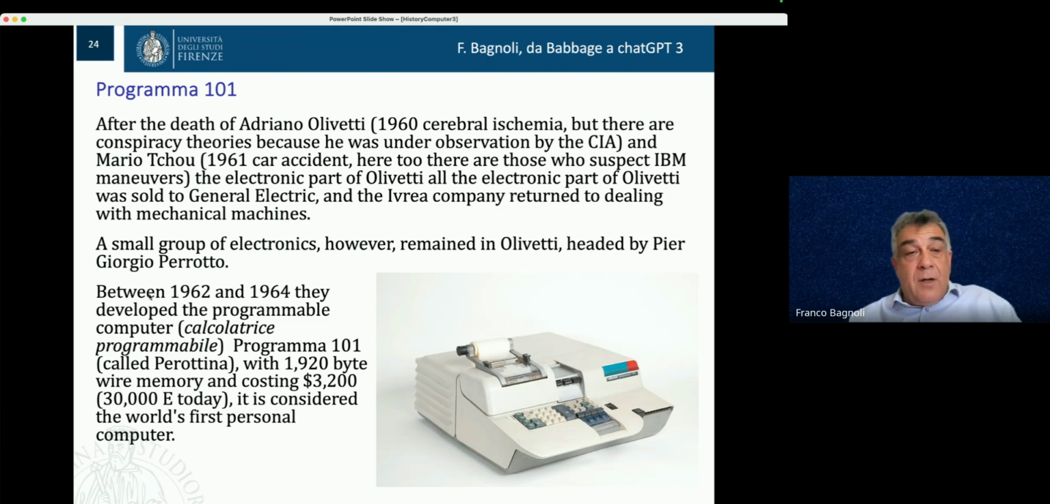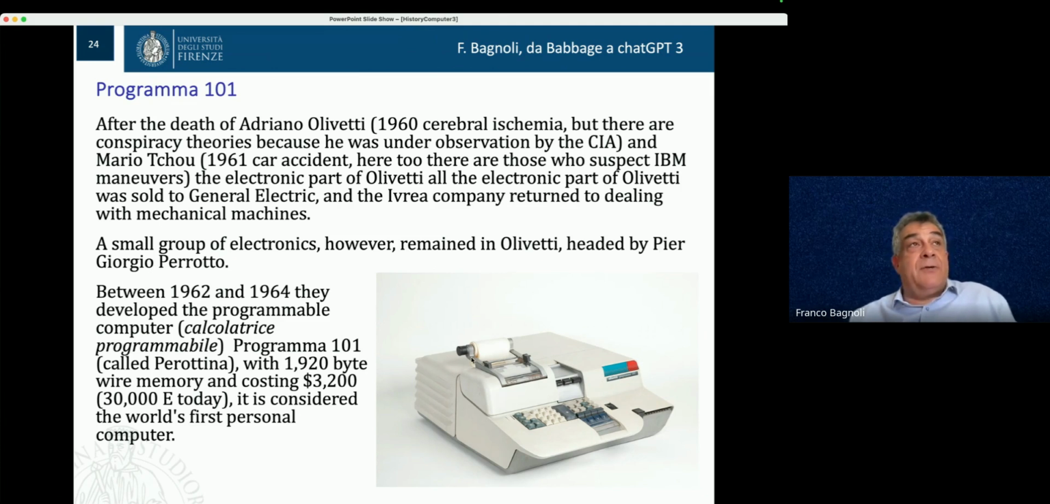But fortunately, Giorgio Perrotto, who was an engineer there, had developed this small, essentially home computer, and he was smart enough to term it not computer, but calculator, so that it was not sold to General Electric, but remained in Olivetti. And this was a small computer.